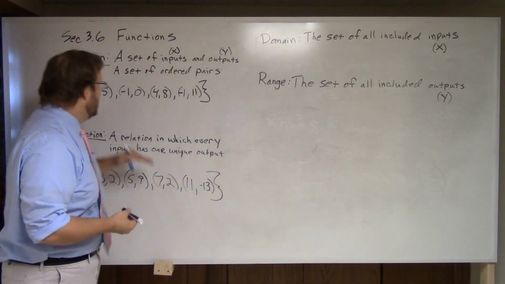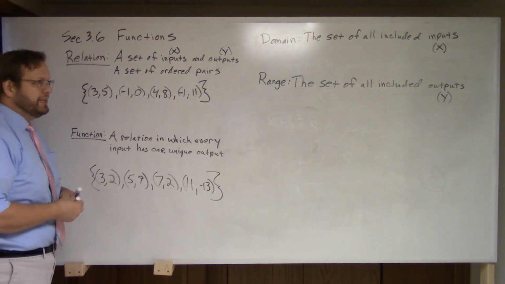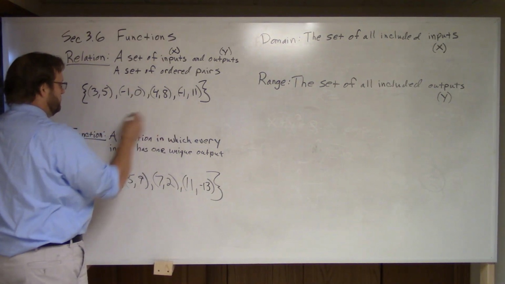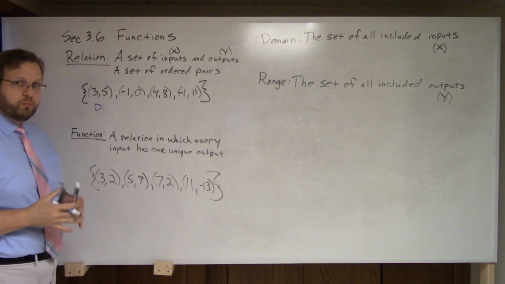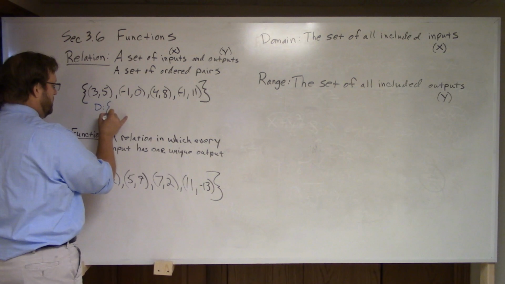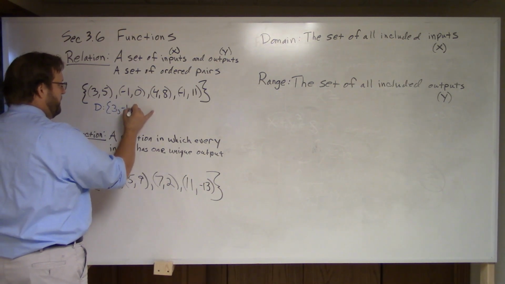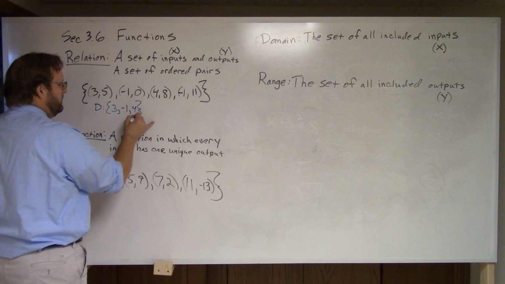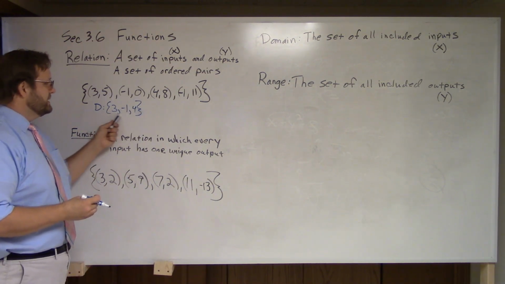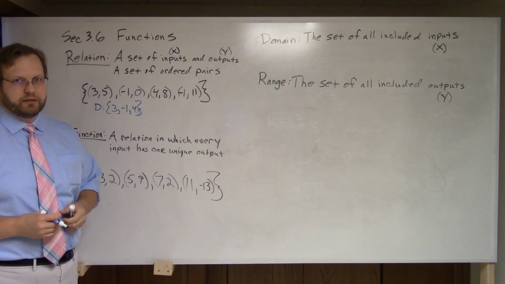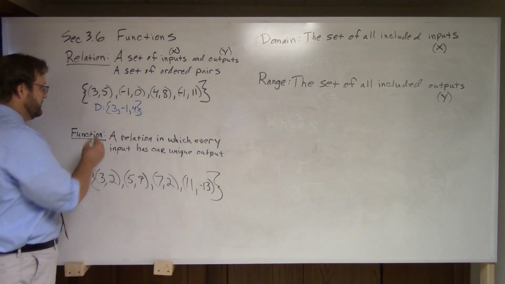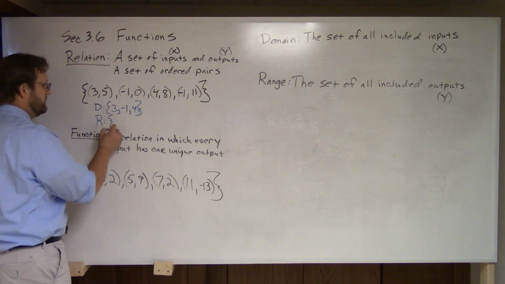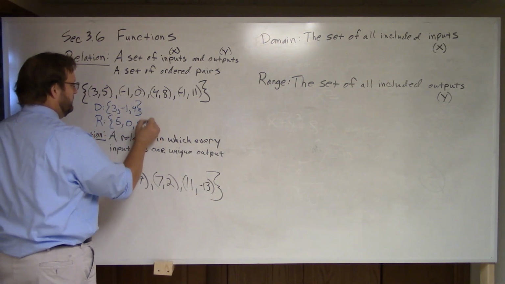So let's go back to these two lists that we have here. They don't have to be functions in order to determine domain and range. They could just be relations in general. So if I'm looking for a domain for this one here, your domain would be all included inputs, which would be 3, -1, 4, and then we already have -1. We don't need to write it twice. We just want to say it's in the set. And there's your domain. A lot of times they'll list this in numerical order just to keep it organized, but it's not necessary. Range. What are my included outputs, aka what are my y values? In this case, I got a 5, a 0, an 8, an 11.